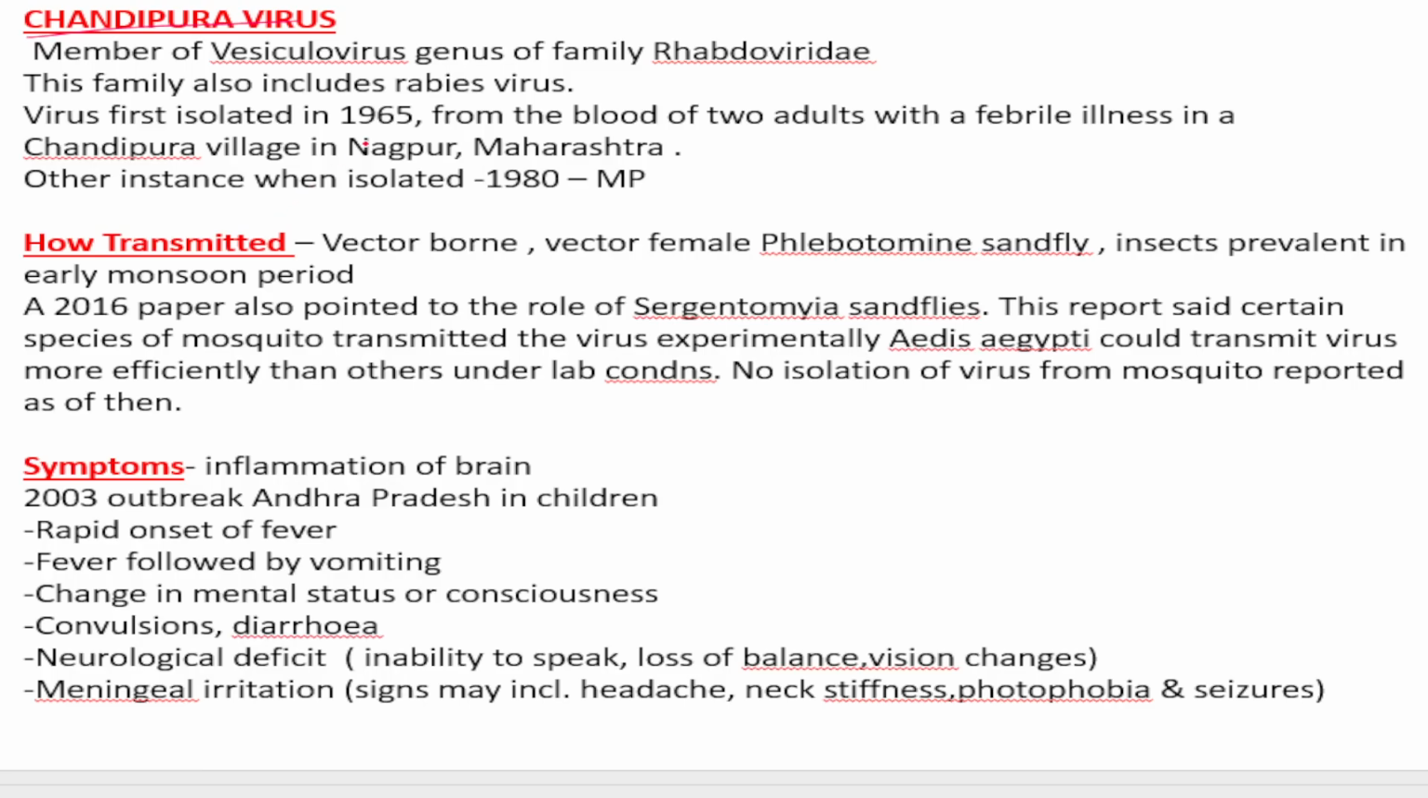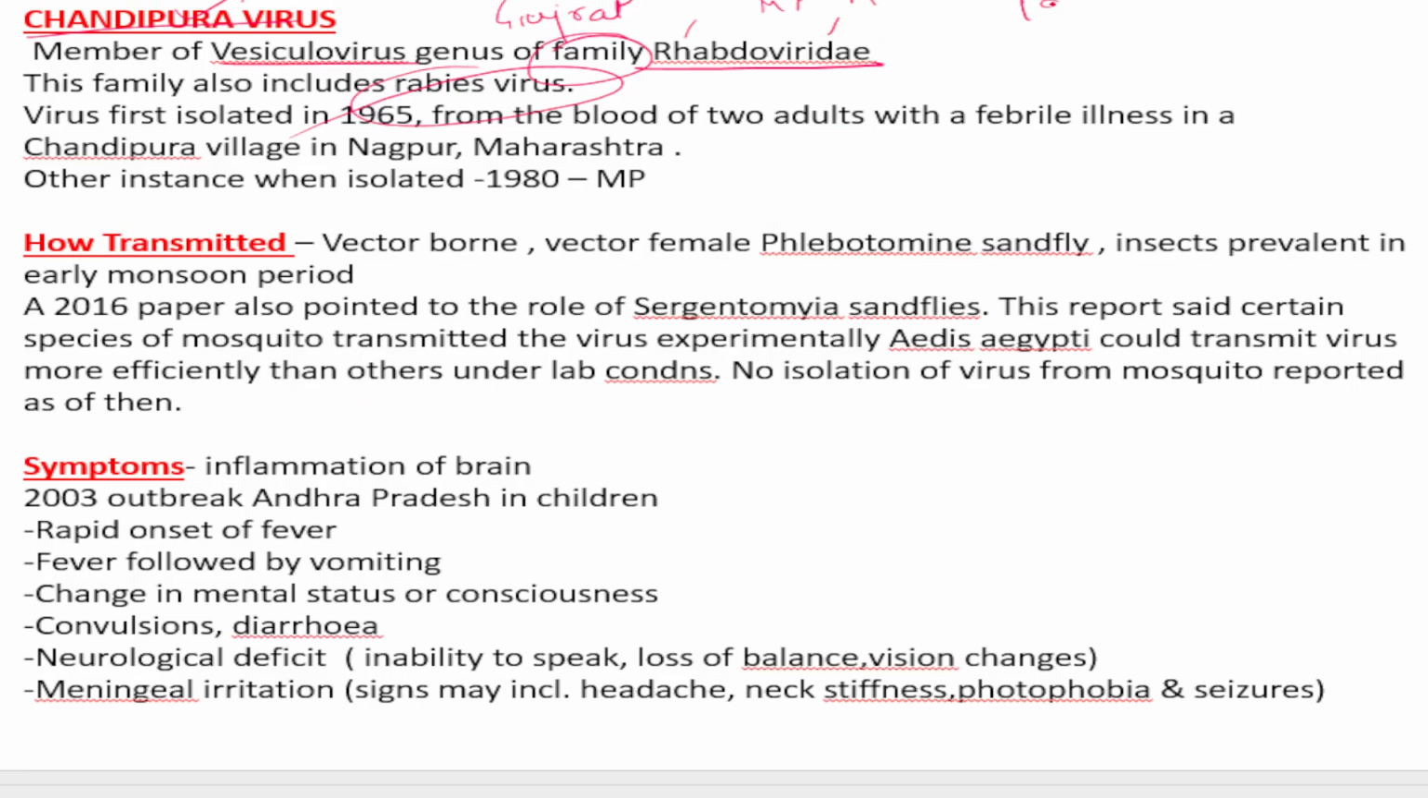This is an outbreak in India, recently in Gujarat and some parts of the neighboring states of Madhya Pradesh and Rajasthan. Cases of this Chandipura virus have been recorded. Now, what is this virus? It is a member of the vesiculovirus genus of the family Rhabdoviridae. And this family Rhabdoviridae also includes the rabies virus.